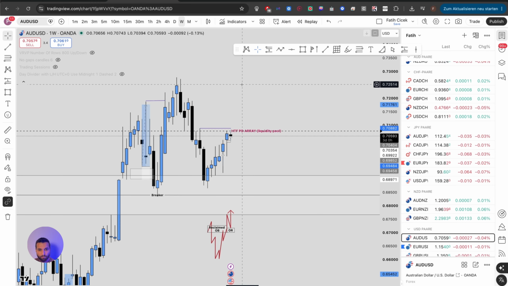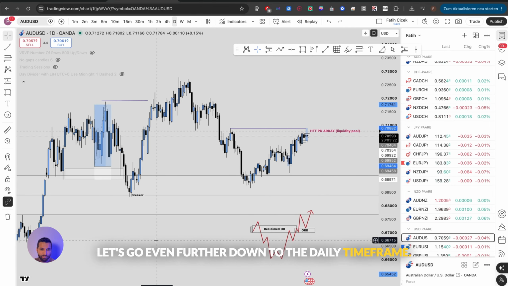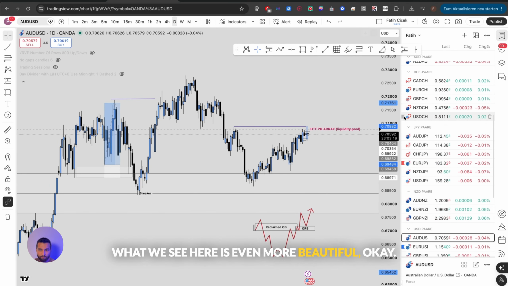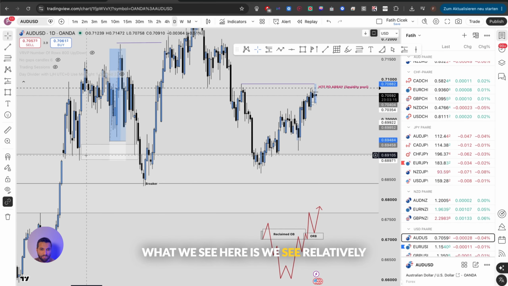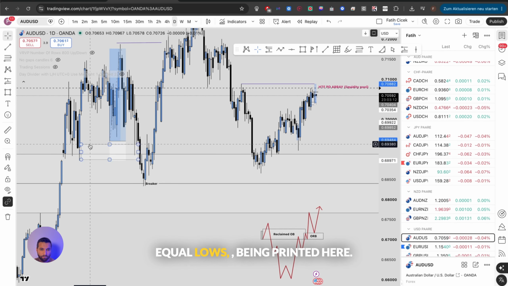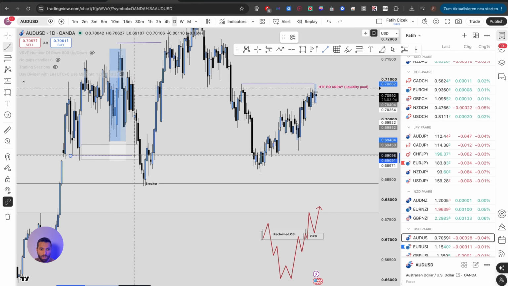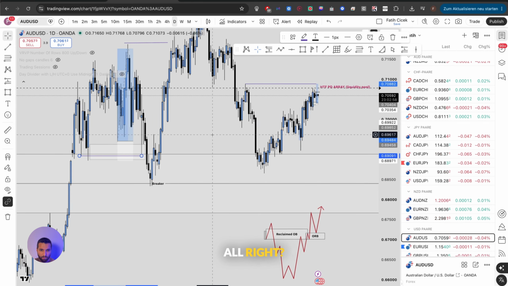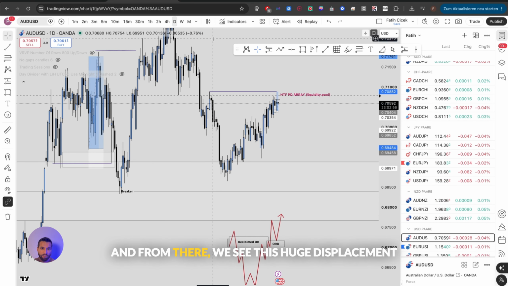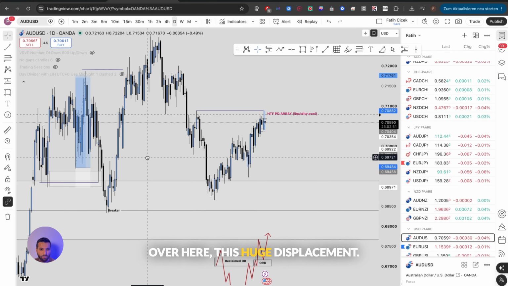All right. Let's go even further down to the daily time frame. What we see here is even more beautiful. We see relatively equal lows being printed here. So these are relatively equal lows, if you see, and that has been liquidated, and from there we see this huge displacement over here.